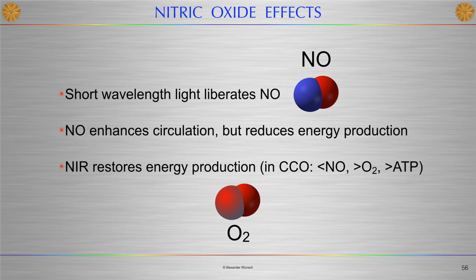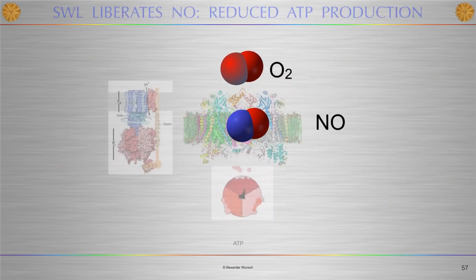So short wavelength light liberates nitric oxide via specific mechanisms, via specific enzymes, for example. Nitric oxide enhances the blood circulation on one hand, but suppresses the energy production on the other hand. And here, the blue light is able to produce nitric oxide, and the red light is able to liberate the blocking molecule from the reaction center in the cytochrome C oxidase.